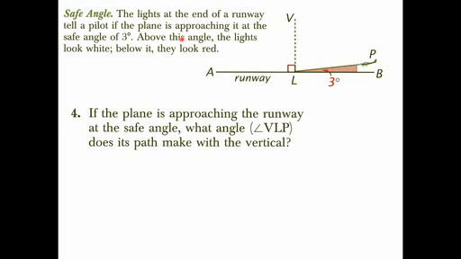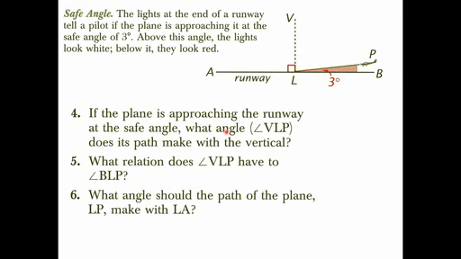And here are the questions. If it's approaching the runway at a safe angle, right here it is, what angle does the path make with the vertical? So there's the vertical, there's the plane. They're asking about this angle. What relation would these two angles, the red one and the one we just mentioned here, have to each other? And then two more questions, similar. The plane creates an angle with the runway. What would be that measurement? And what relation do those two angles have?